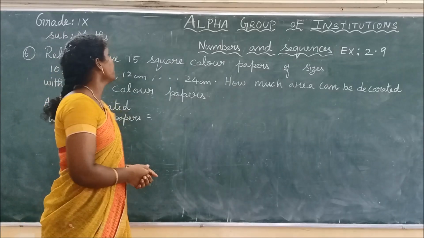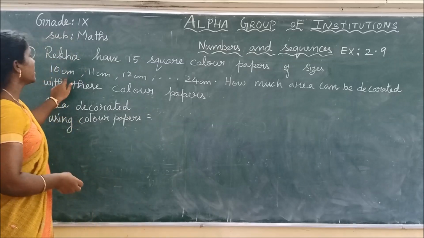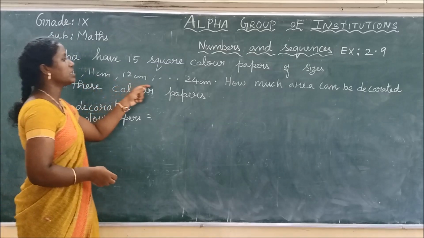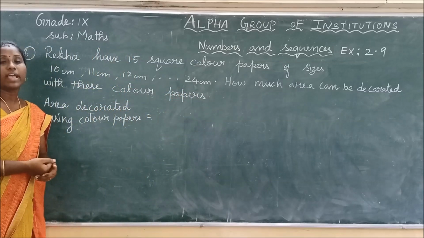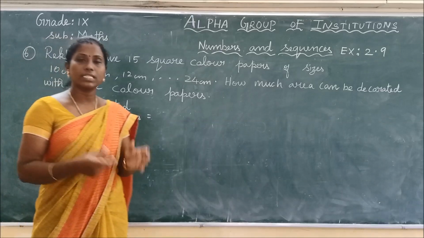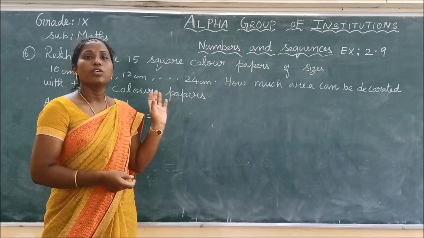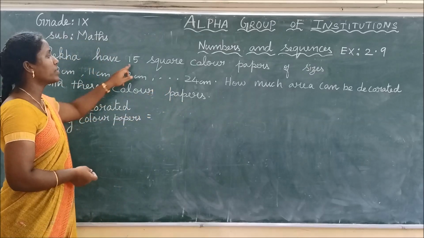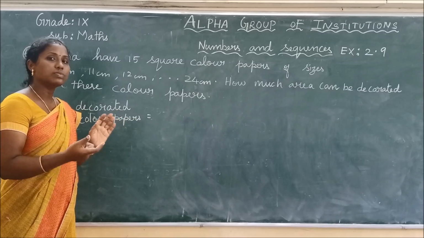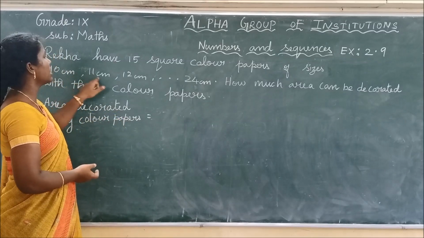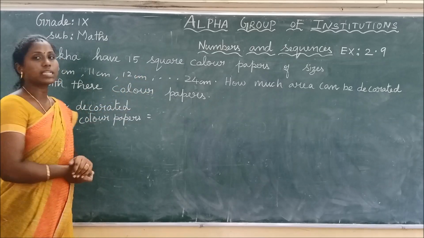See the sixth problem. Rekha has 15 square color papers of sizes 10 cm, 11 cm, 12 cm, up to 24 cm. How much area can be generated using these color papers? Actually, instead of giving the question in the form of a series, they gave it here: a girl has how many square color papers? 15 square color papers of sizes 10 cm, 11 cm, 12 cm, up to 24 cm. How much area can be generated using these color papers?